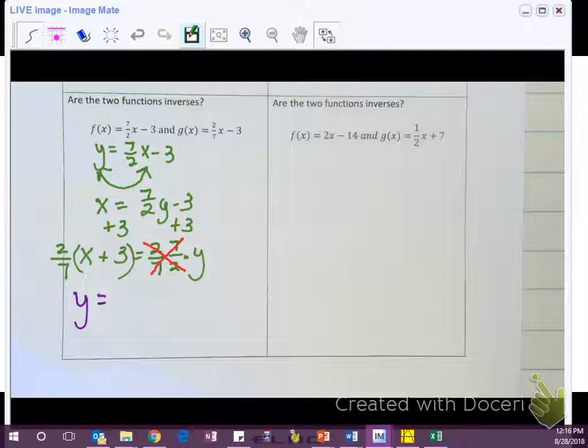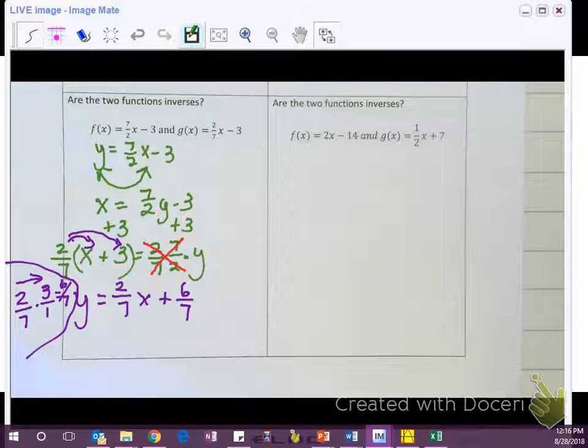Now, they're writing it in slope-intercept form. If we write it in slope-intercept form, then we have to distribute the 2/7. So then this is 2/7 x plus 6/7, right? Because 2/7 times 3/1, you multiply across to get 6/7, right?